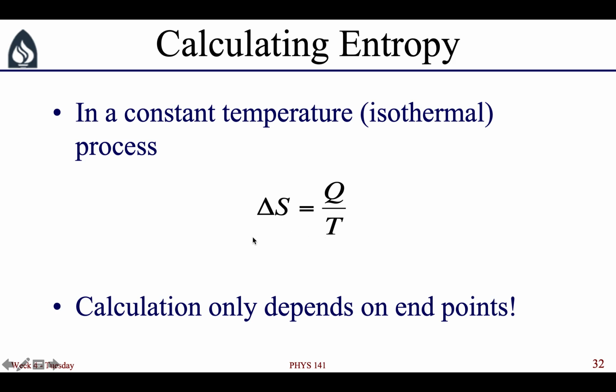And this is a nice equation. It only depends on the endpoints of the process. And this equation too gives us an idea, or contains the idea, of why we can't have a perfect heat engine. We can't have a perfect heat engine because heat always carries entropy. So if you have heat entering the heat engine, so QH, heat enters the heat engine from the hot reservoir, it carries entropy with it.